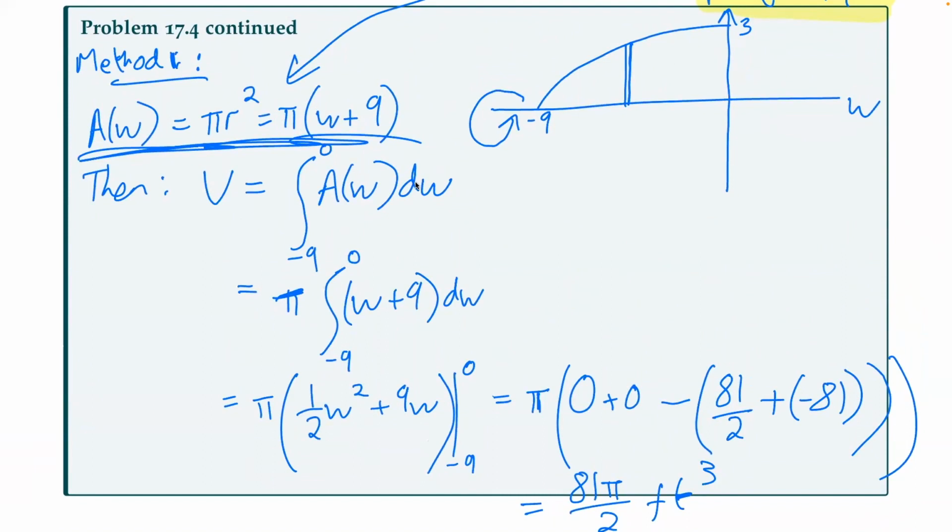Yes. How do I get the half in front of here? So we're integrating this W. So when we integrate W with respect to W, we increase the power by 1, so we get W squared, and we divide by the new power.